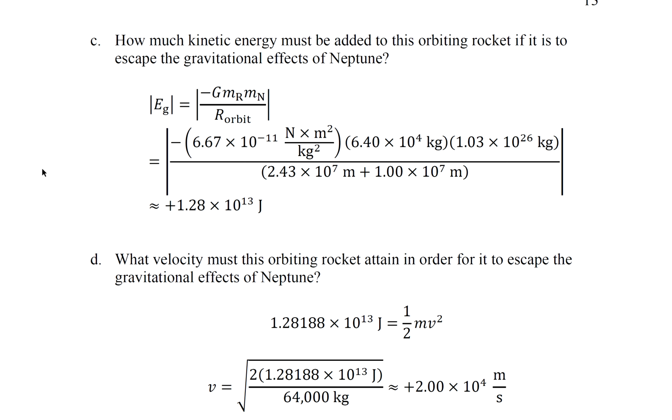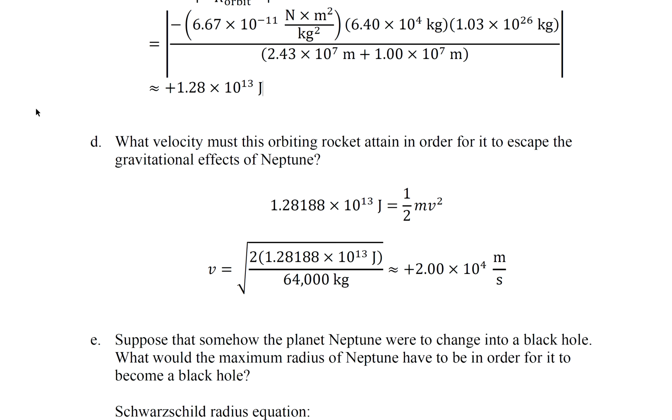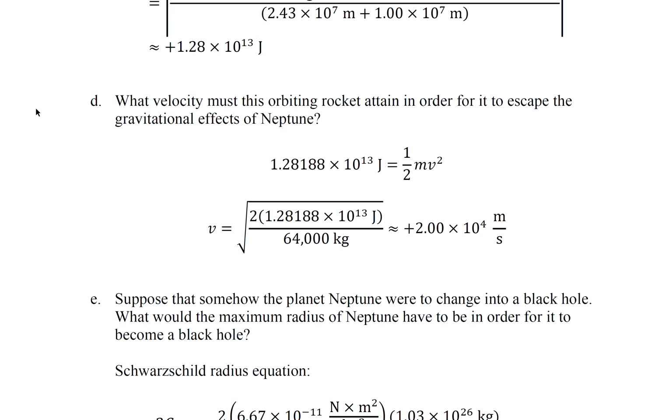Part C. How much kinetic energy must be added to this orbiting rocket if it is to escape the gravitational effects of Neptune? It's this much. Part D. What velocity must this orbiting rocket attain in order for it to escape the gravitational effects of Neptune? So just set this equal to 1/2 mv squared and solve for V.